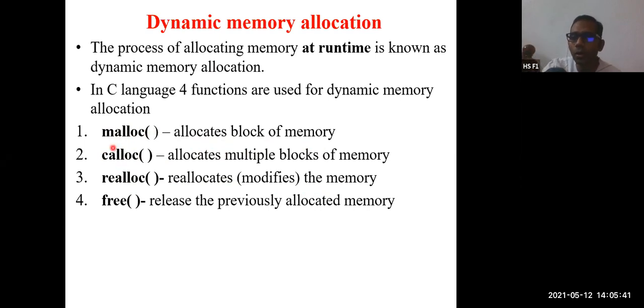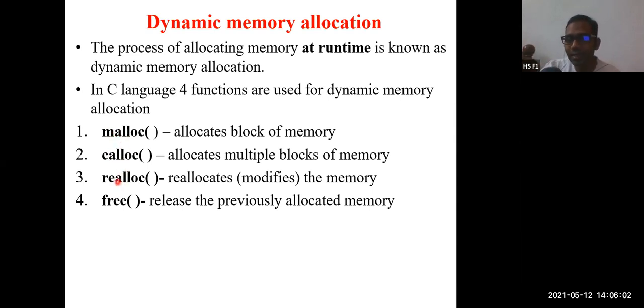You want to increase or you want to decrease. Then in order to increase or decrease, you can use the realloc function. Malloc: one block with garbage value in it. Calloc: multiple blocks with 0 value in it. The default value of calloc is 0. Malloc is garbage value. Realloc.